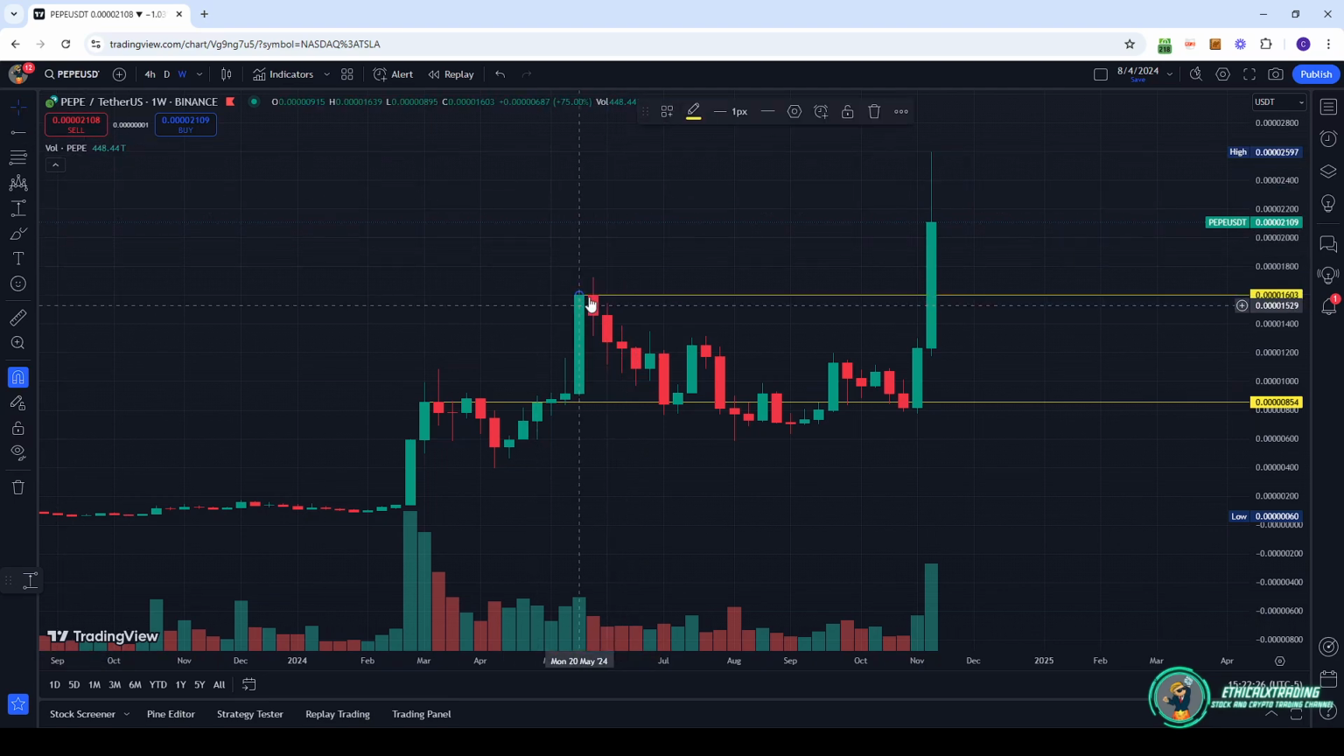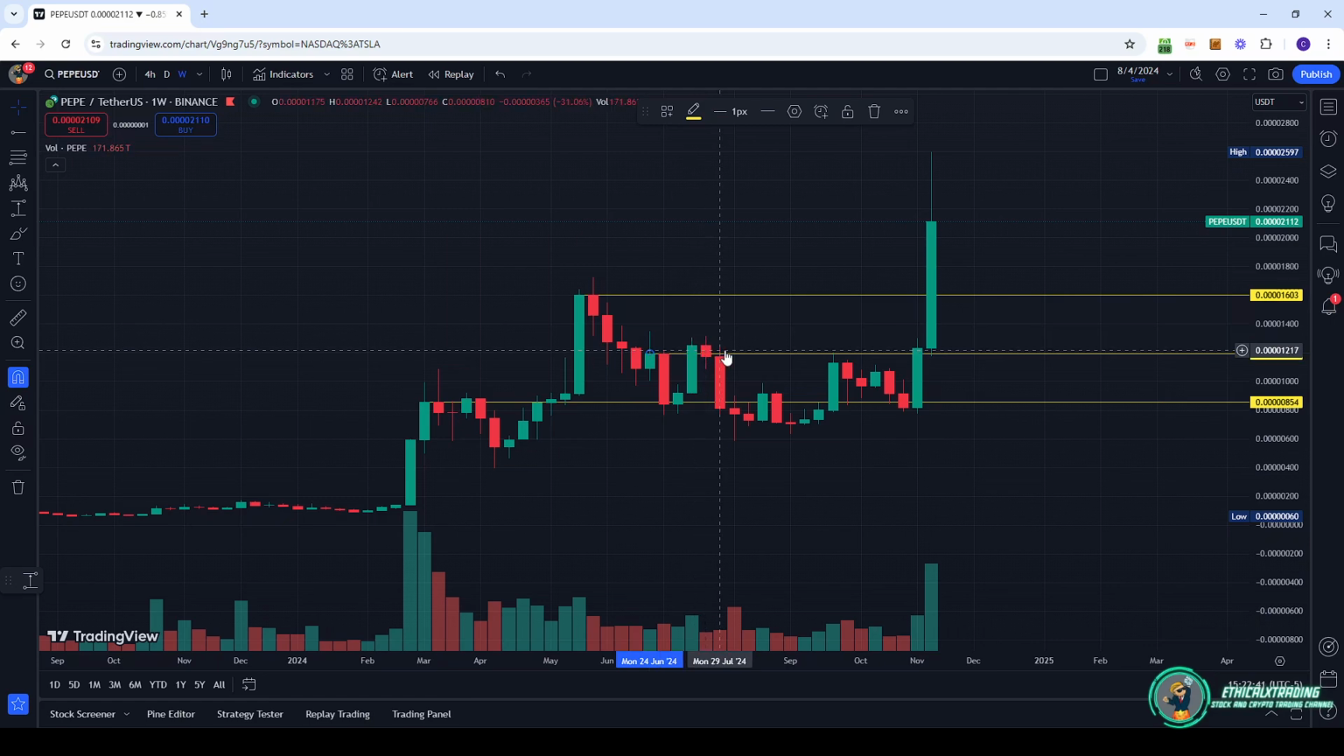I'm going to go ahead and draw a resistance or support level here, because you can see there was definitely a rejection there at one point. Same thing here in this area. You can see that time and time again, it looks like we tagged that level here and rejected.